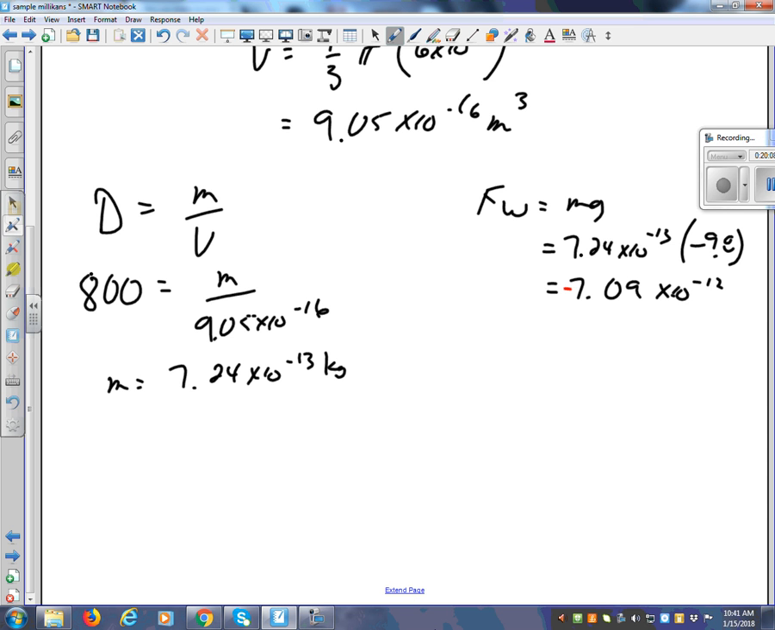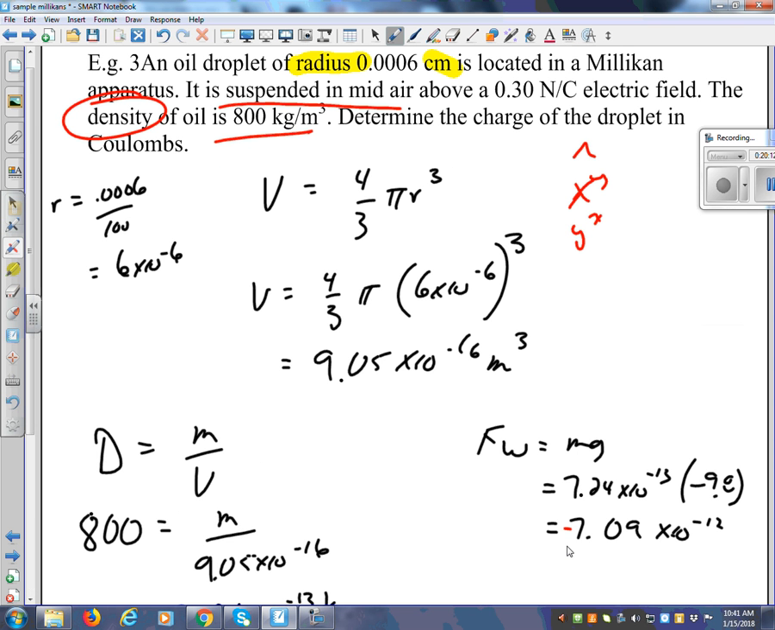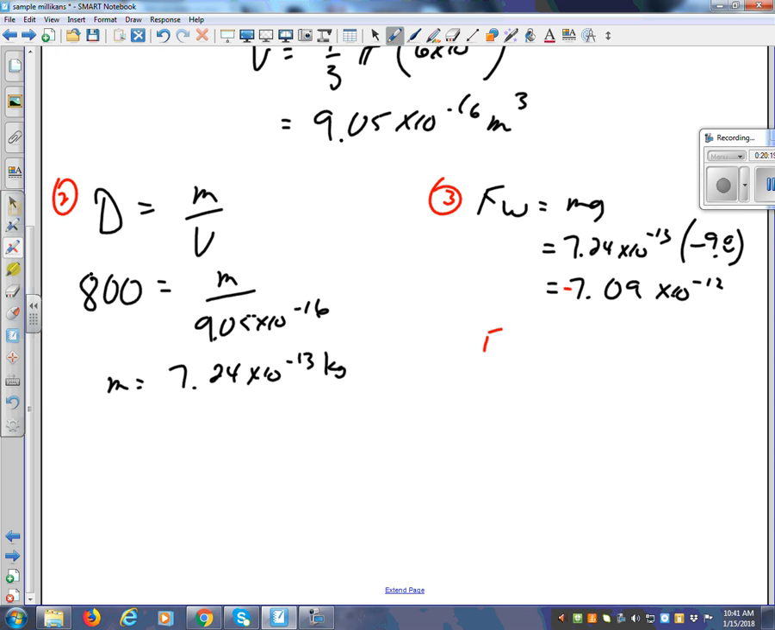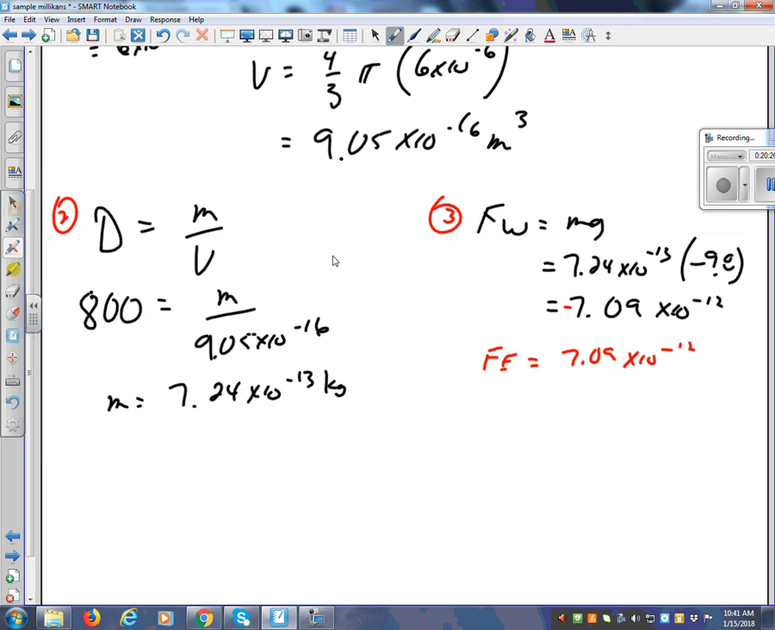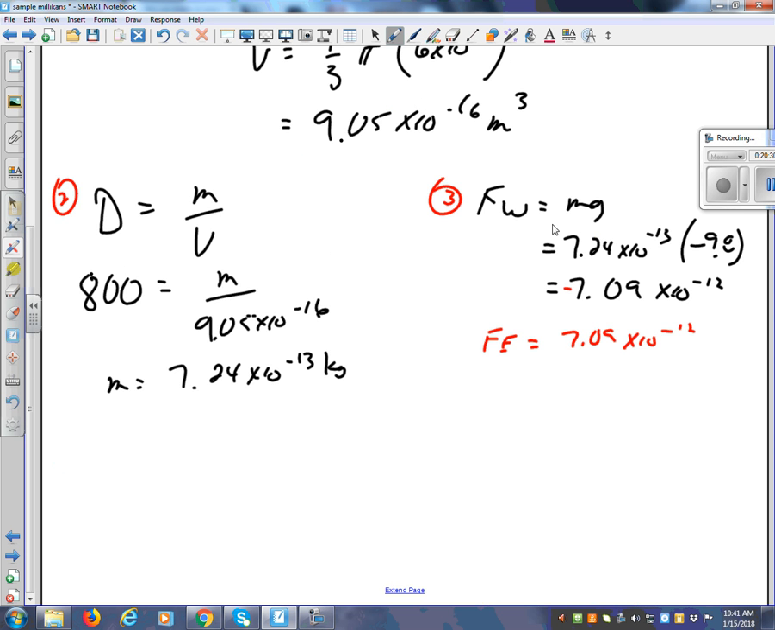Okay. I already got my whiteboard. Some of you might like to start numbering these steps. I don't know. So after you got the weight force, then you're going to get the electric force is equal to the same value, just up. And we got to solve for the charge of the droplet. Electric field is 0.3. So step 4, E equals Fe over Q. Electric field strength is 0.3.